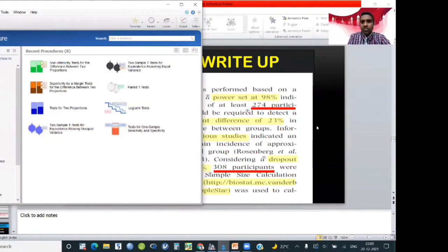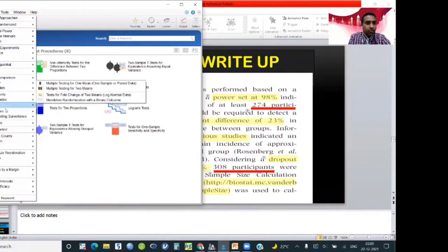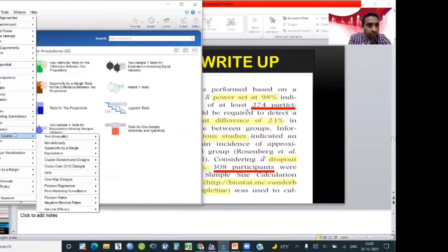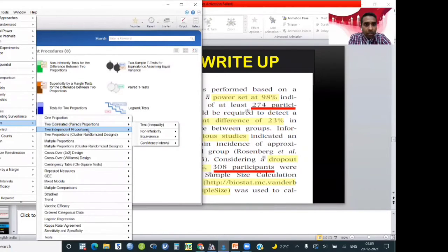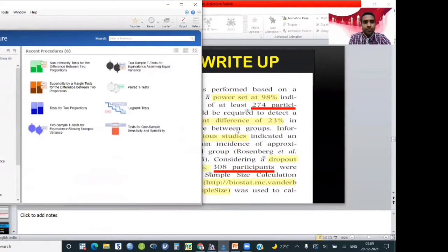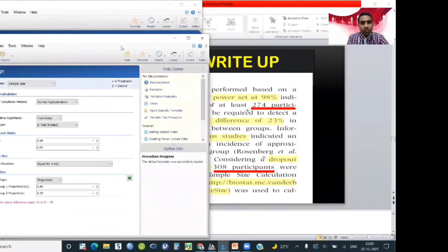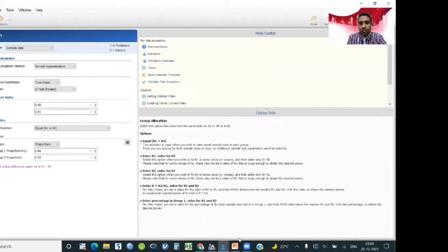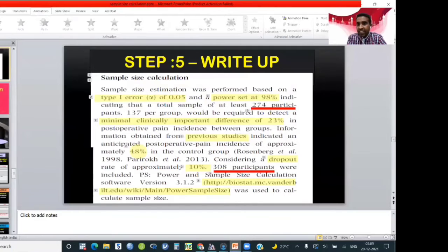Okay, this is based upon the proportion, right? Two group proportion. So let us go to procedures. It is a proportion-based study, right? Proportions, two independent proportions, test for inequality, test for two proportions. So what is the power they have kept? 98% power, 5%, and 48%, and the minimal difference is 23%. Let us feed the data here.